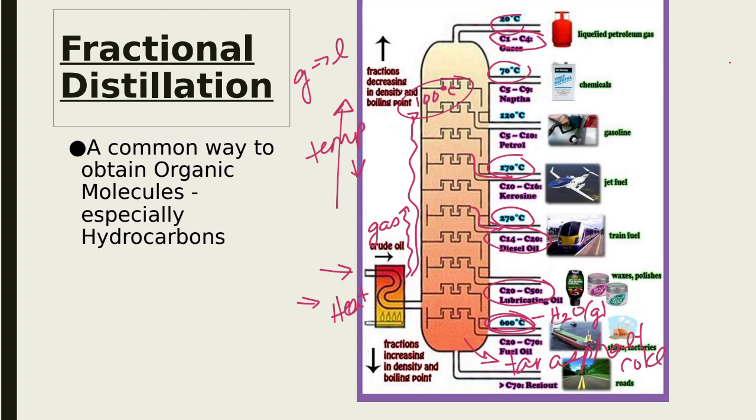And tar and asphalt are used on roads. Coke is not the drink, it's not the drug. It is a form of carbon that they use to make steel. Okay, so they mix coke with iron and then they make steel.